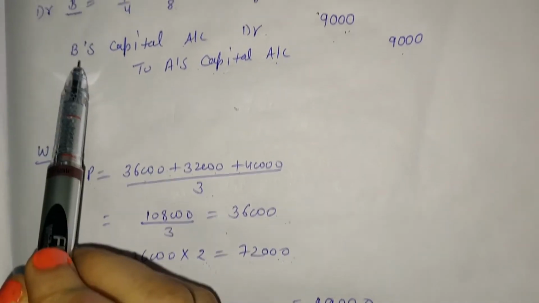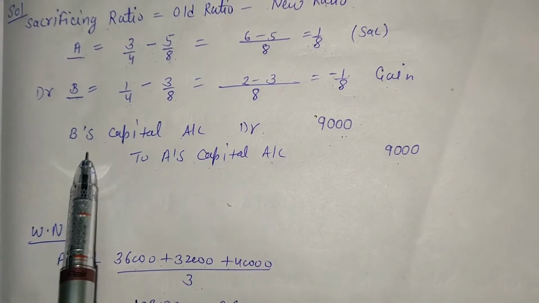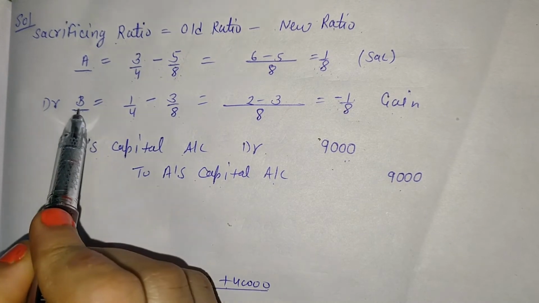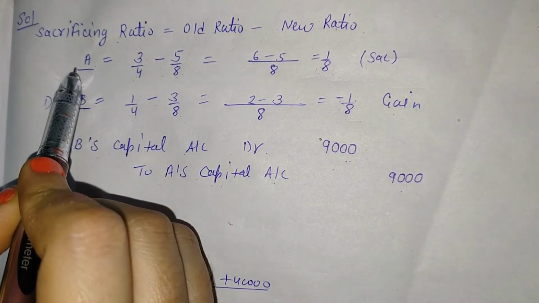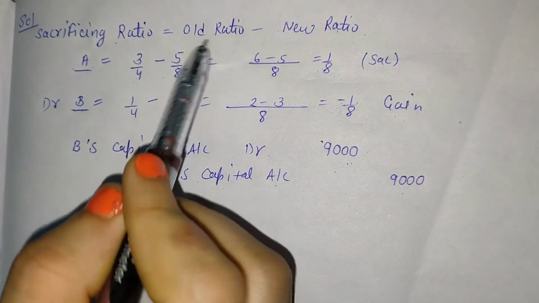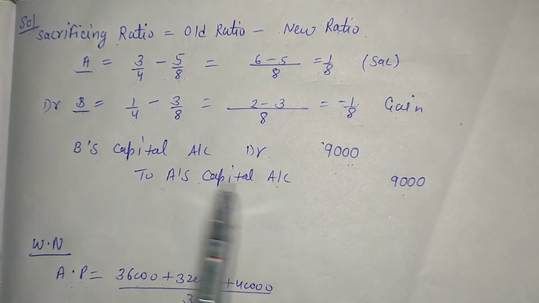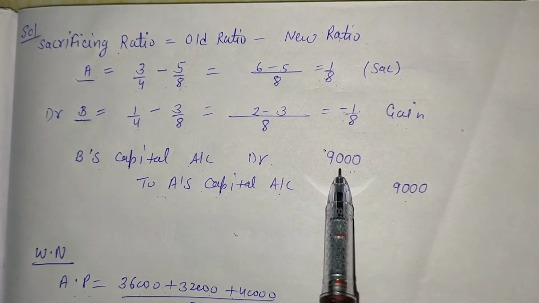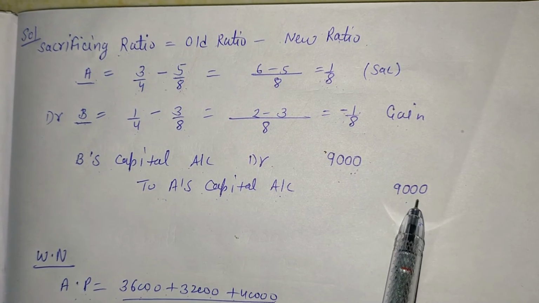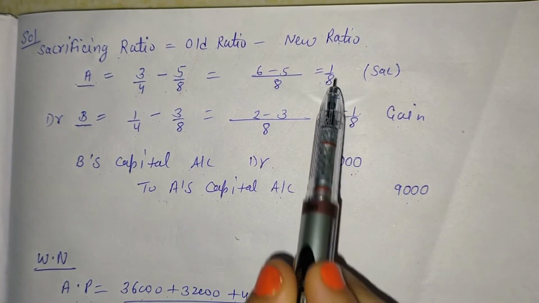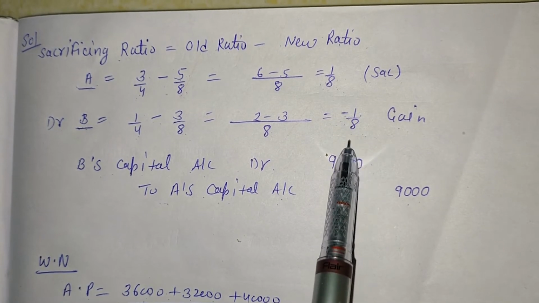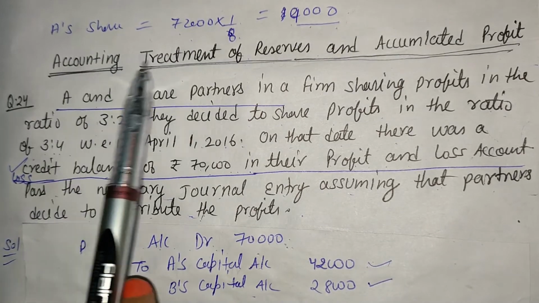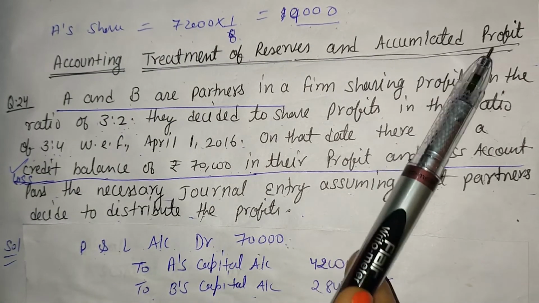Now the journal entry is the main part. In this we always debit the gaining partner, and B is the gaining partner and A is the sacrificing partner according to the sacrificing ratio formula. So B's capital account debit to A's capital account, because B is the gaining partner and A is the sacrificing partner, by rupees 9,000, because the share of both is 1/8 that we had calculated in the working note.